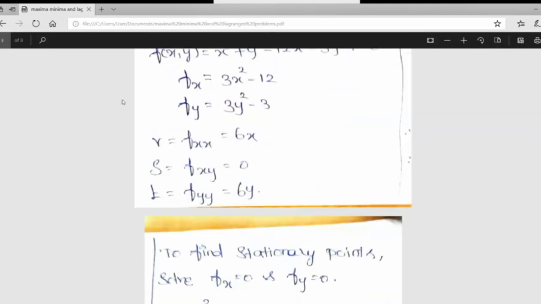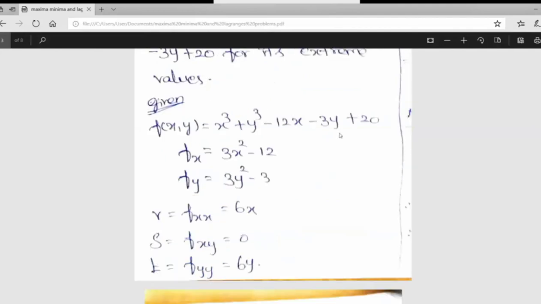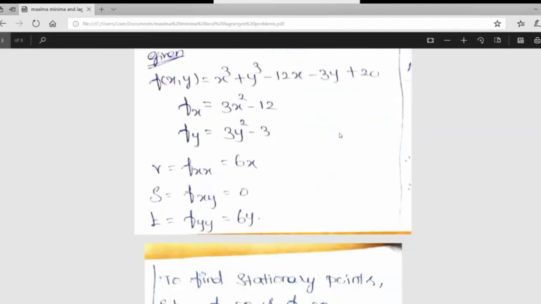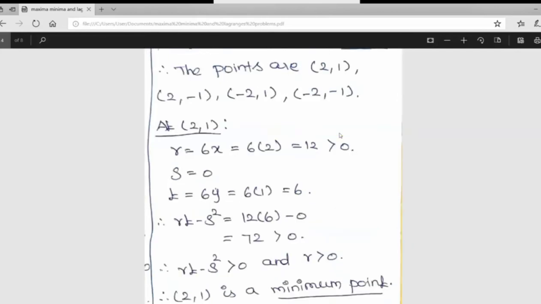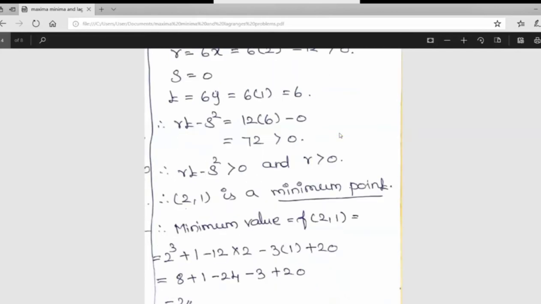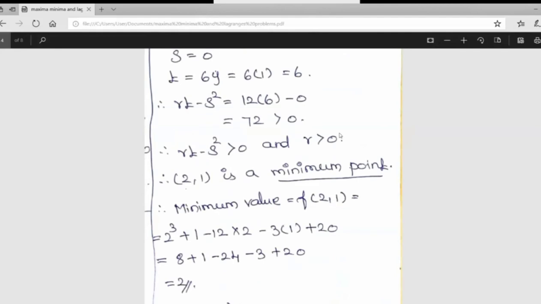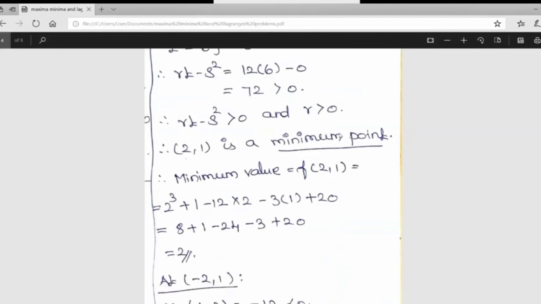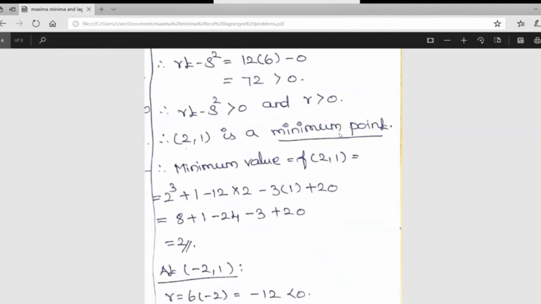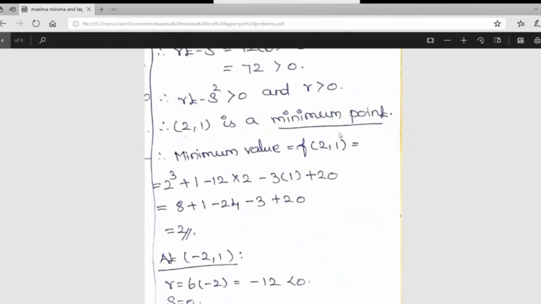What is the thing we are having in f of x comma y? That is the given question. There we have to substitute. If you substitute x equal to 2 and y equal to 1, you are getting 2. So this is the first minimum value for our given function. Similarly, we have to check for our next coordinate. The next coordinate is minus 2 comma 1.